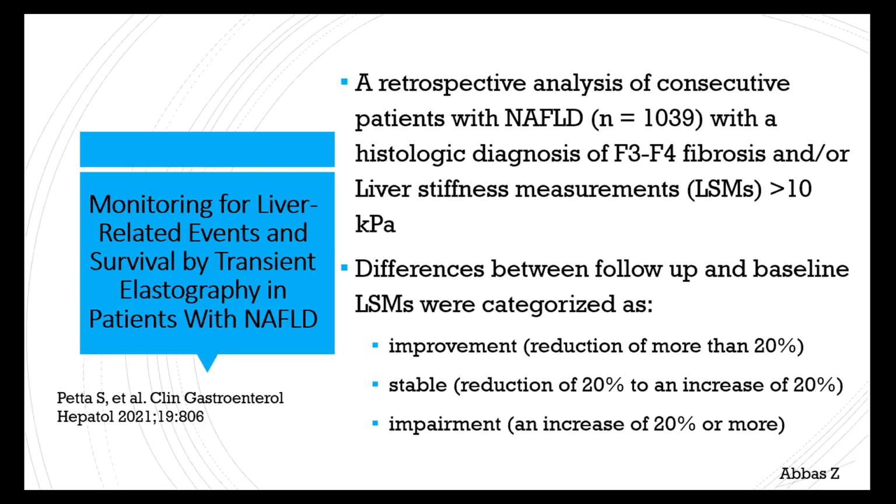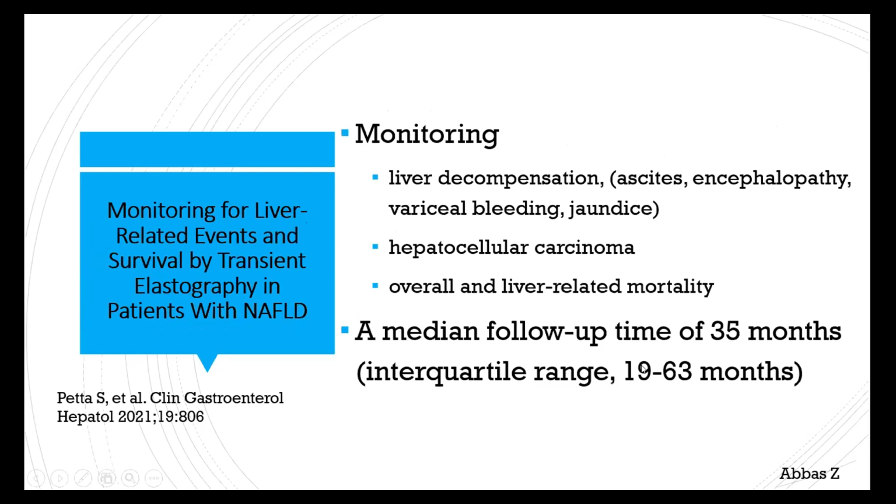The criteria were that within the follow-up period, they kept on doing the transient elastography. If there is improvement, which is a reduction of more than 20% of the stiffness, then this is improvement. Stable disease means a reduction or an increase of less than 20%, and impairment means an increase of 20% or more. So if there is a stiffness increase of more than 20%, it means that there is further impairment of the elasticity of these patients. These patients are monitored for liver decompensations, which included variceal bleeding, liver cancer overall, and liver-related mortality.